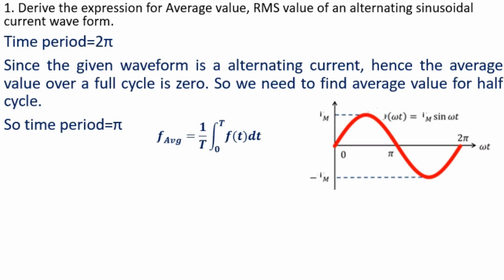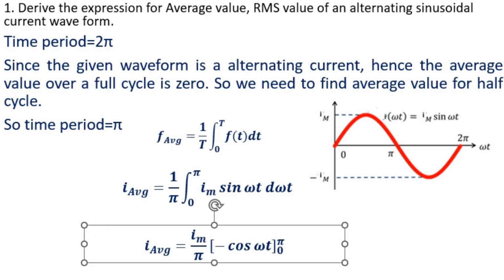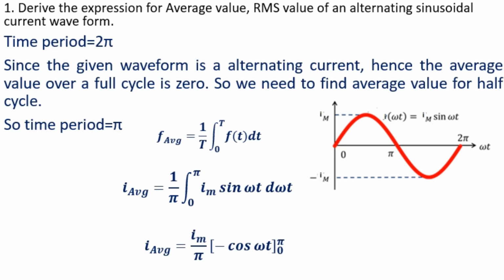F average equals 1 by T integral 0 to T f of t dt. Since the given function is a sine waveform, I am sin omega t. Now we are able to find I average equals 1 by pi integral 0 to pi I am sin omega t d omega t. If we take I am common, I am by pi, integration of sin omega t is minus cos omega t with the limits of 0 to pi.